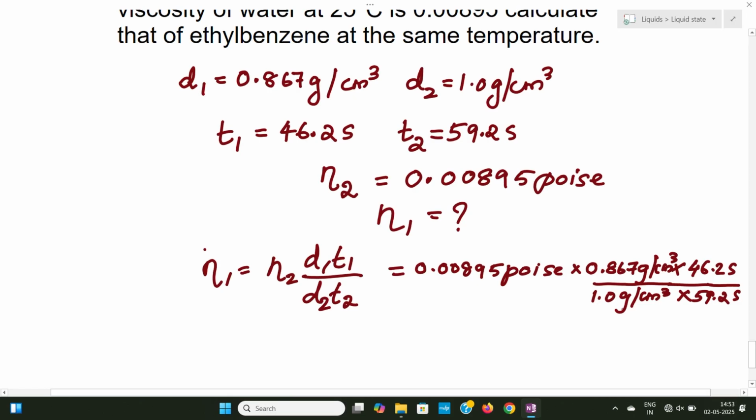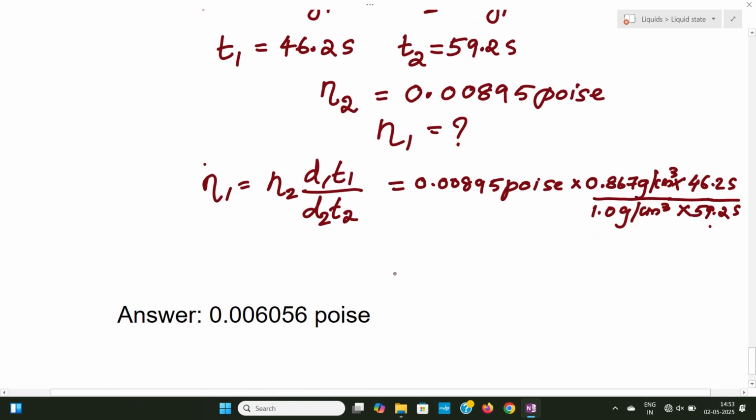So when we do this calculation, that is, if we multiply the viscosity, D1 and T1, and divide by D2 and T2, we will get the value as 0.06056. The answer will be in Poise, because the gram per centimeter cube and gram per centimeter cube will get cancelled, and the second will get cancelled. Therefore, the answer will be in Poise. So, this is the second problem. I hope you understood these two problems.